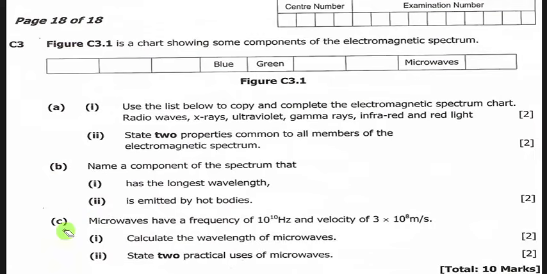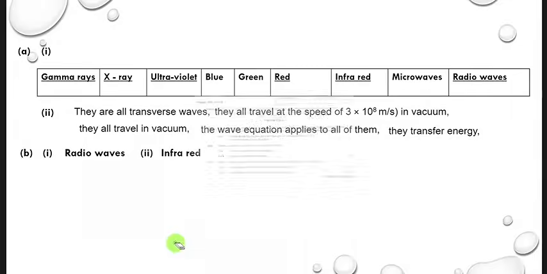Then here, see, microwaves have a frequency of 10 to power 10 Hz and the velocity of 3 times 10 to power 8 meters per second. They are saying, hey, calculate the wavelength of microwave. So we have 10 to 10, 3 times 10 to power 8. So they want us to calculate the wavelength. So use this equation here. So velocity is equal to wavelength times frequency.